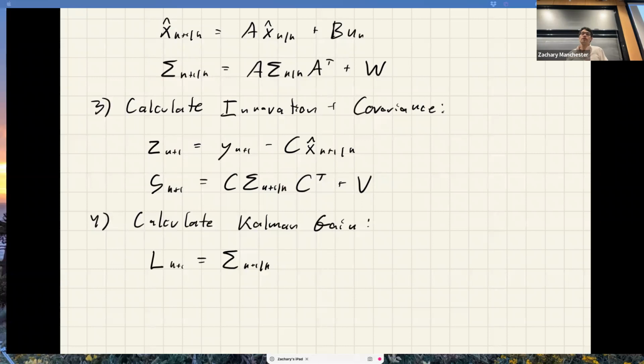Also, if I get a bad measurement and I have to throw it out, I can just run more predictions without doing any updates for a while. That's legit. The point is all of this is asynchronous. You can do it however it makes sense.